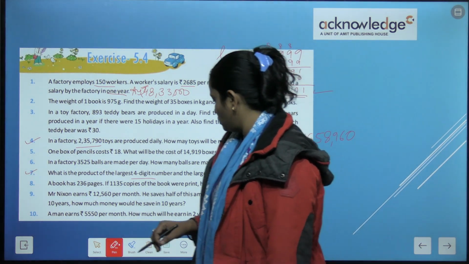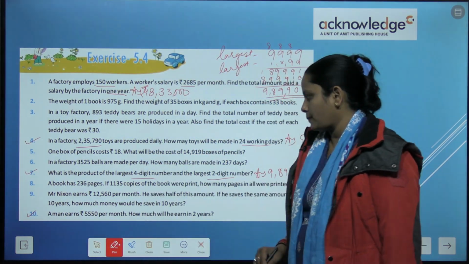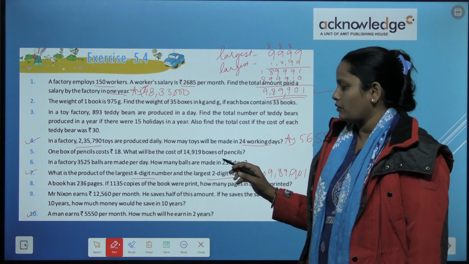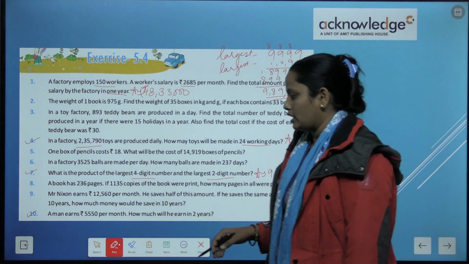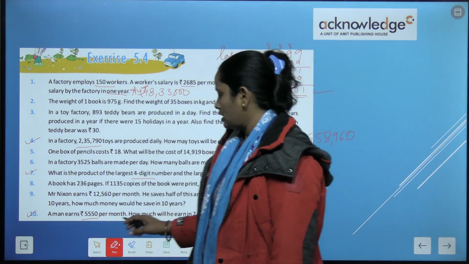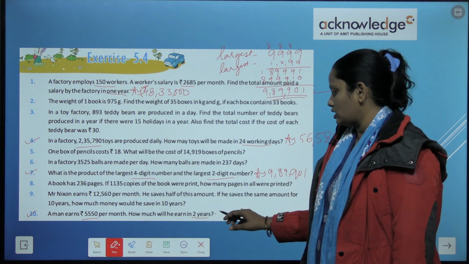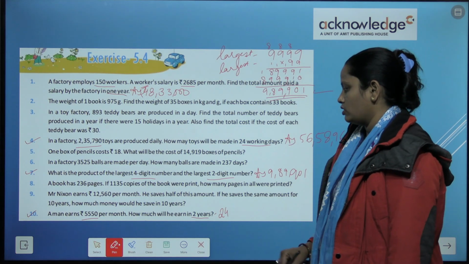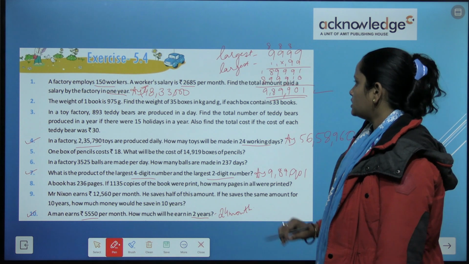Now let's do this question number 10. A man earns 5,550 rupees per month. एक महीने में एक मैन है, उसने इतने पैसे कमाए. How much will he earn in 2 years? So 2 years में कितने months होते हैं? There are total 24 months. 12 multiply 2 is 24. So 24 months में हमें निकालनी है कि कितनी उसकी salary है.